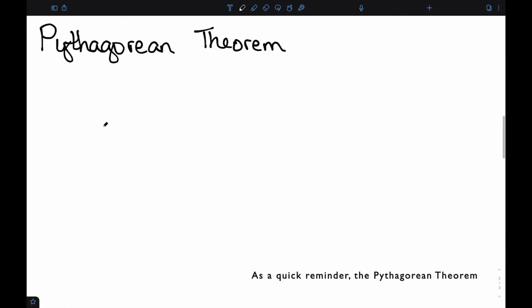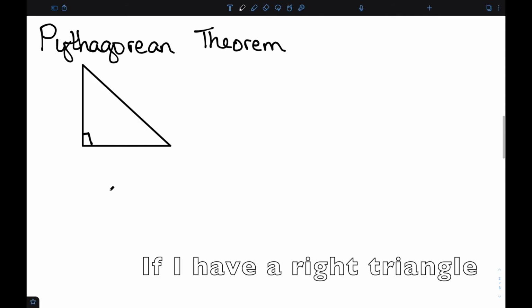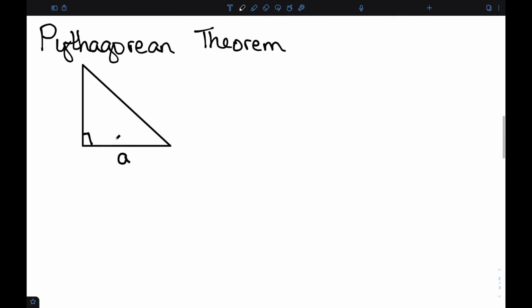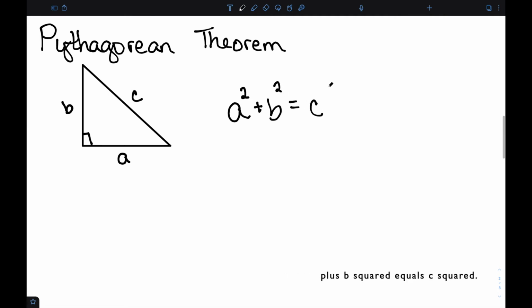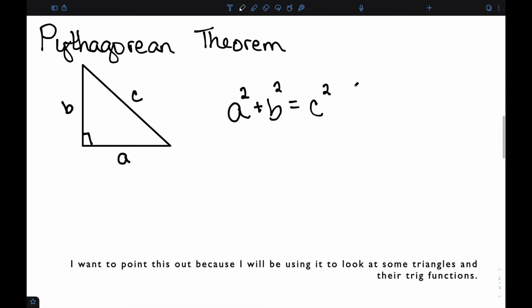As a quick reminder for the Pythagorean Theorem, if I have a right triangle and I call the legs a and b and the hypotenuse c, the Pythagorean Theorem says that a squared plus b squared is equal to c squared. And I just want to point this out because I will be using it to look at some different triangles and their trig functions.